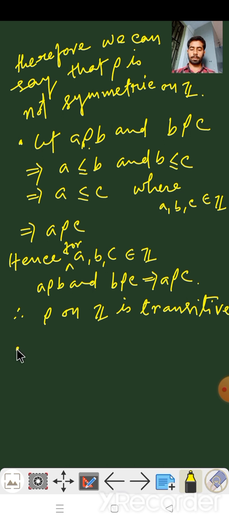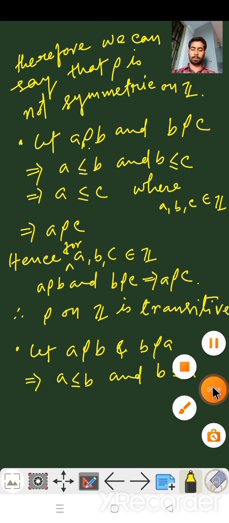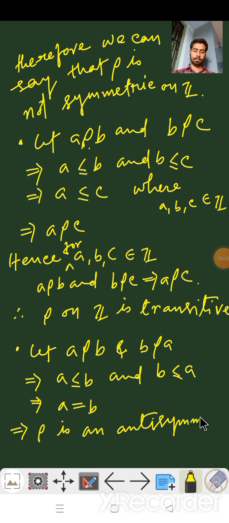To check the antisymmetry, let A be related to B and B related to A, which implies A is less than or equal to B and B is less than or equal to A. Now, by the properties of inequality, if both hold simultaneously, then we can say that A equals B, which implies that the relation rho is antisymmetric on Z.